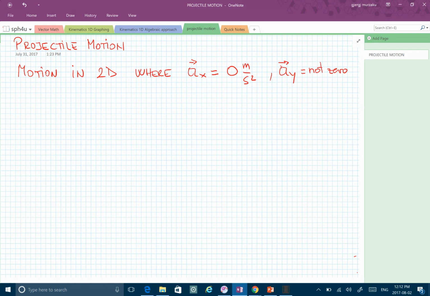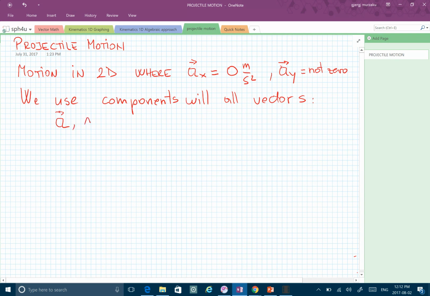Right? So if it's a 2D motion, we have to use the component method with all vectors that we're going to deal with. All right, so remember what the vectors are, right? Acceleration, displacement, initial velocity, final velocity, right? And of course, we have time, which is not a vector.